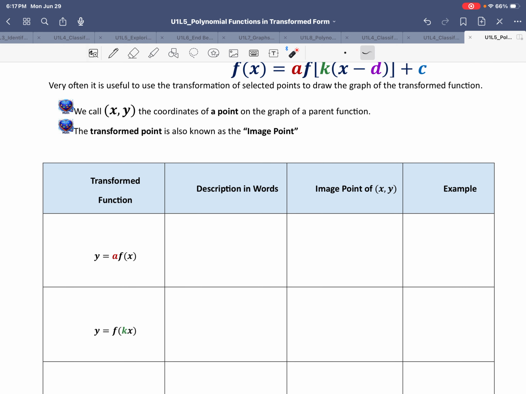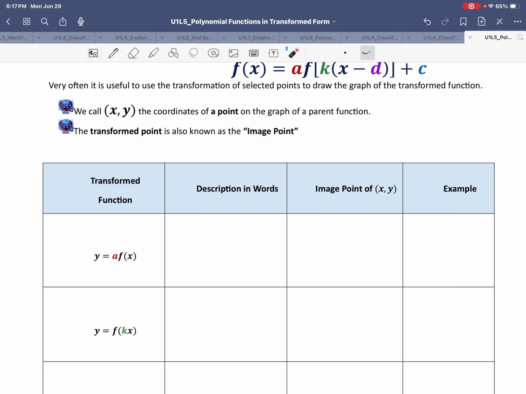Have you ever been given a point on the graph of a function and wondered, how do I find its image after a transformation? Or perhaps you've memorized the transformation rules but aren't quite sure how to apply them to coordinates of a point. If that sounds familiar, you are in the right place.